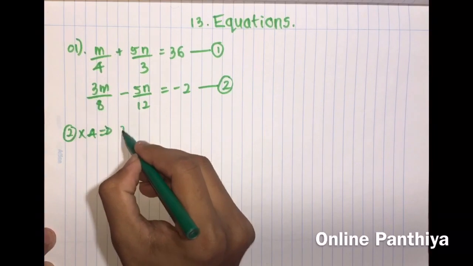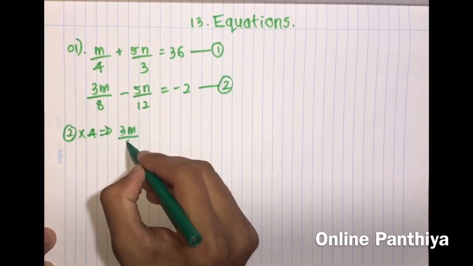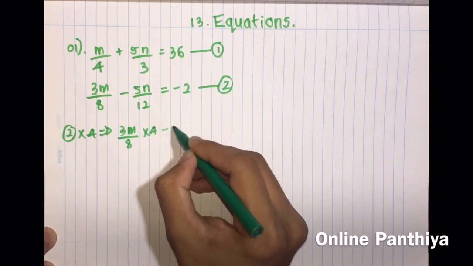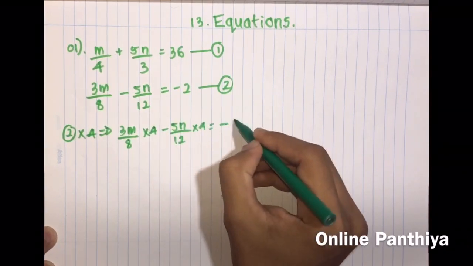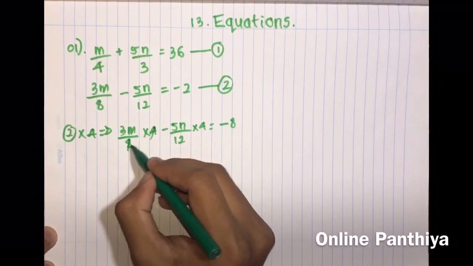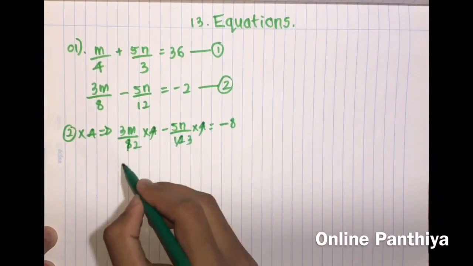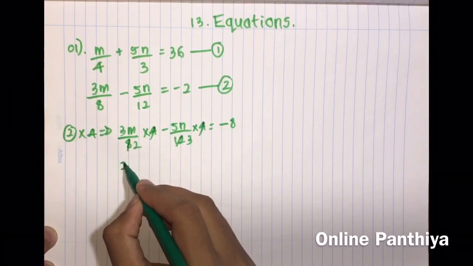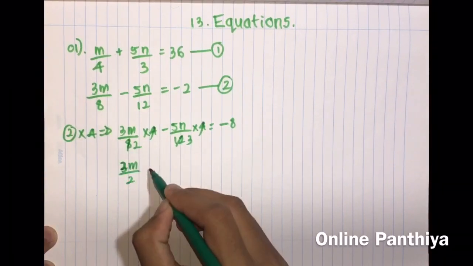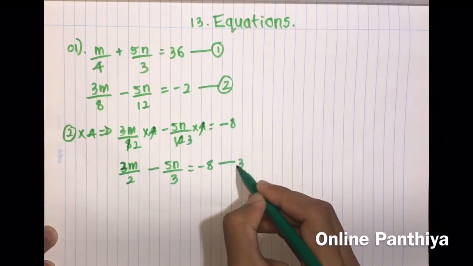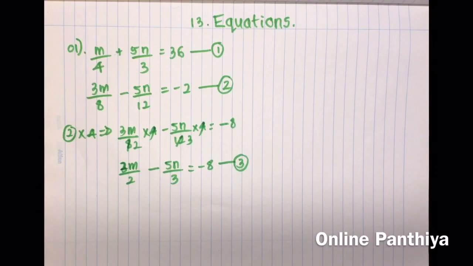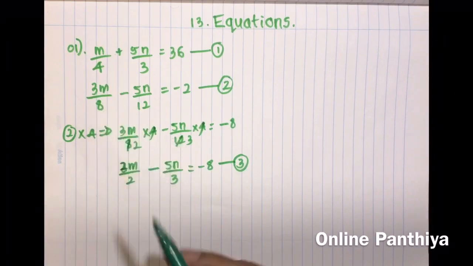That will give me 3m. Okay, I'll write the whole part. 12 into 4 and then minus 8. So if I solve, I get 3m over 2 minus 5n over 3, which is equal to minus 8. I call this equation number 3. Now, if you carefully look at equation 3 and equation 1, are the coefficients the same? Yes, right? Therefore, you can solve this.